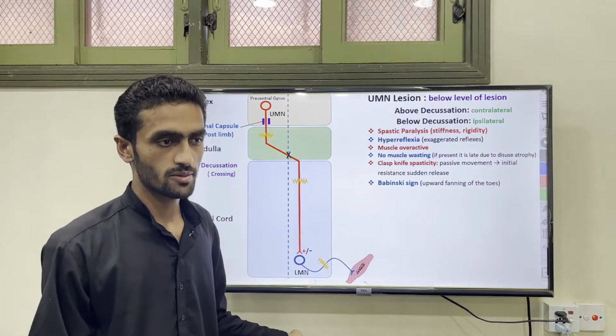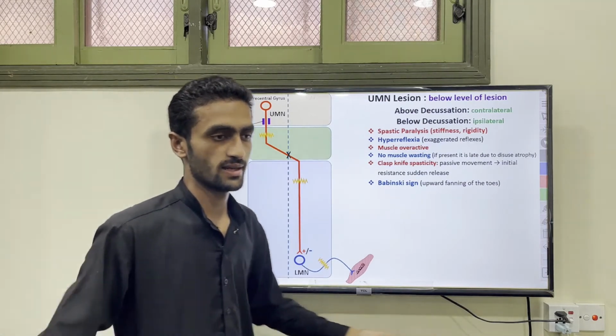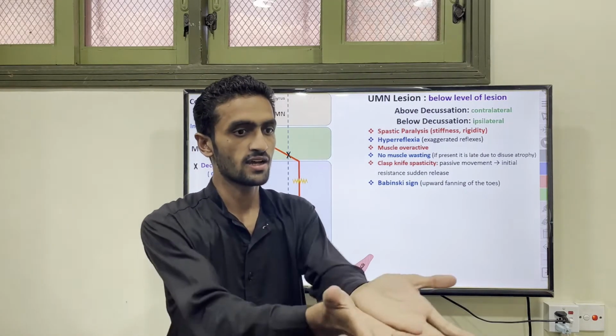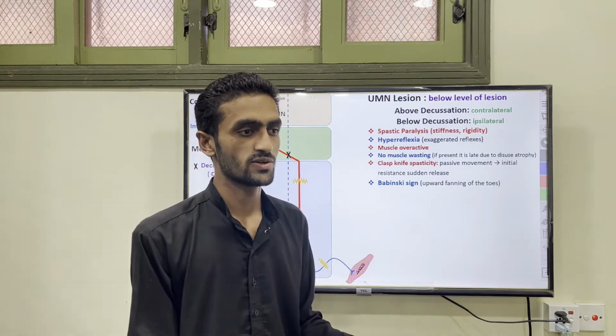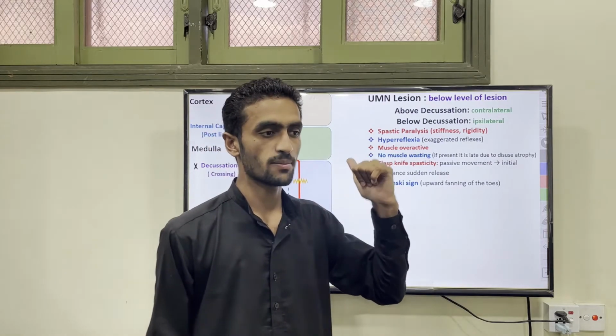Normally there is no Babinski sign because the upper motor neuron is intact. If I test here, you can test it too, and there is none, because you are normal. It is only a finding in upper motor neuron lesion.